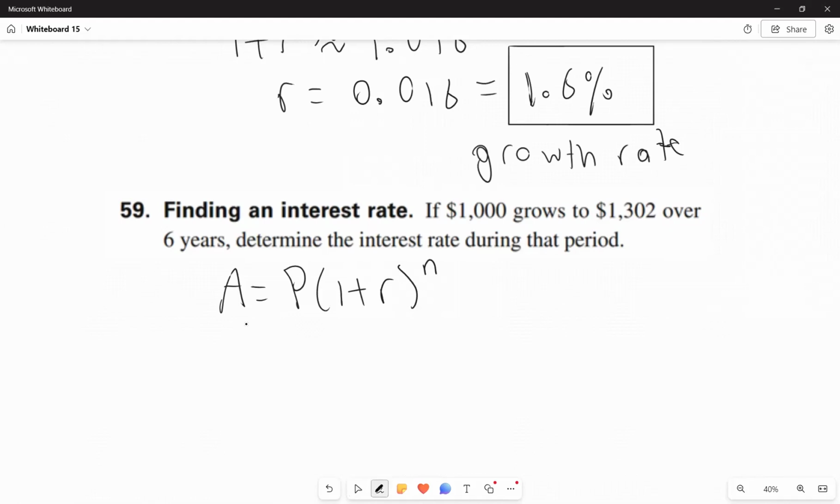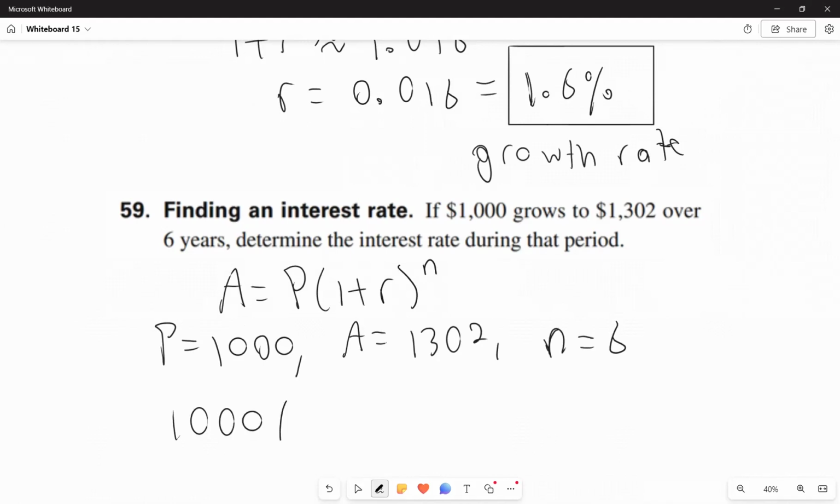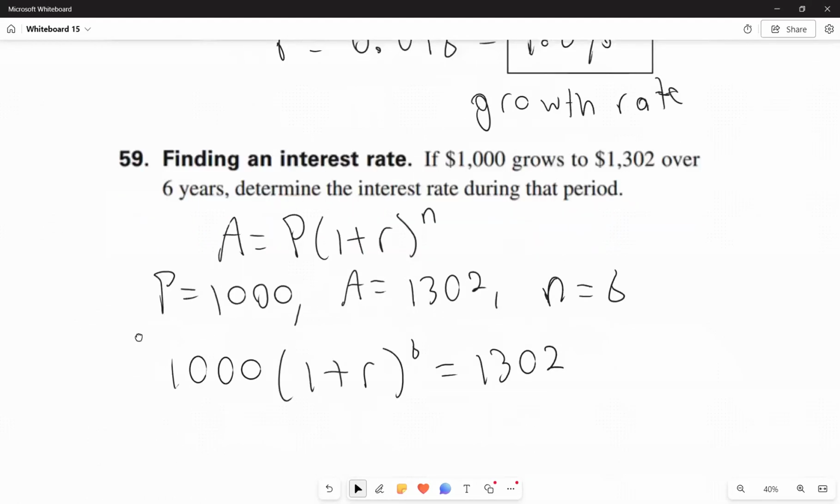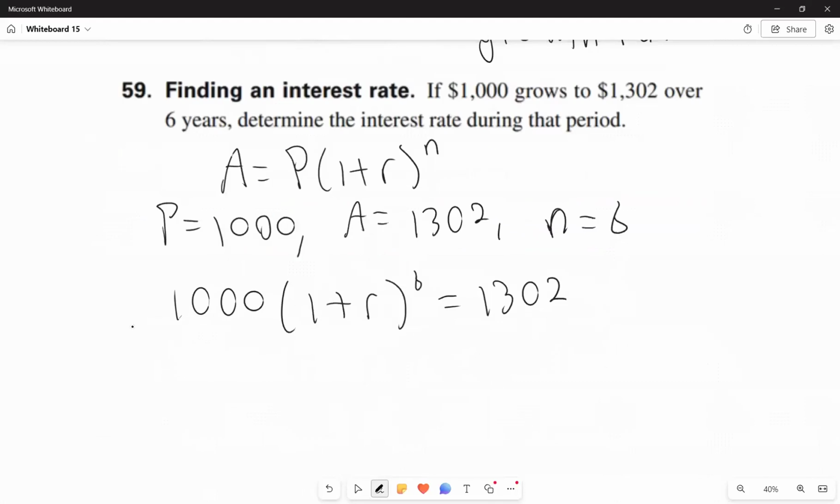So we know that the principal is 1,000. The final amount is going to be 1,302. And the number of years is 6. So let's plug it in. 1,000 times 1 plus r to the power of 6 is 1,302. Okay, divide by 1,000.